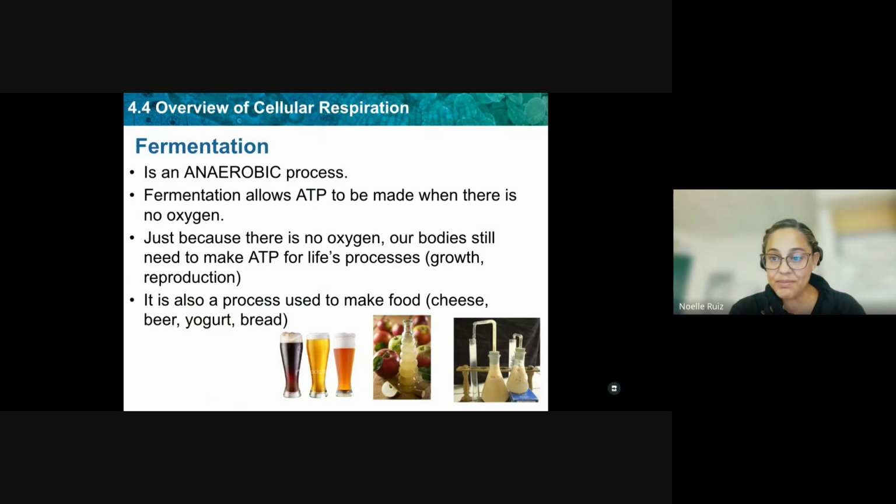A lot of the time, this happens to athletes. This is where cramps come from. You're a runner, you're some kind of athlete, you breathe really, really hard, you're running out of oxygen, your cells start to cramp. It's kind of your cell's way of saying, hey, I need more oxygen, but I'm going to make ATP, I'm going to make energy in the meantime through this other process until you give me more oxygen. So just because there is no oxygen, our bodies still need to make ATP.